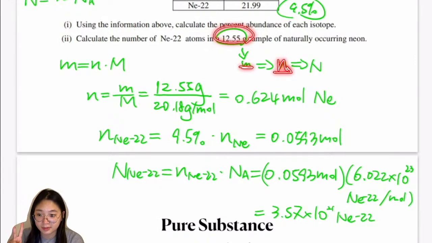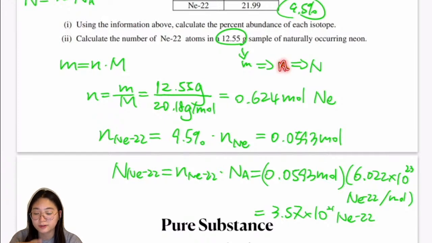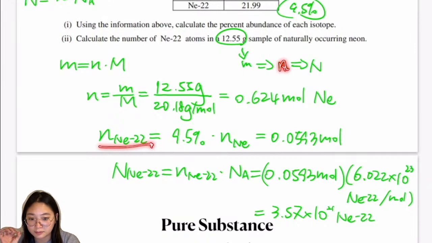And then the second step is you convert from the moles of both neon isotopes to moles of one of the neon isotopes. And then the third step is going from the moles of neon-22 to the atoms of neon-22 by multiplying by Avogadro's number.